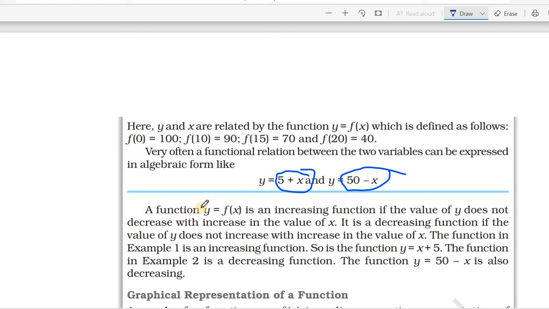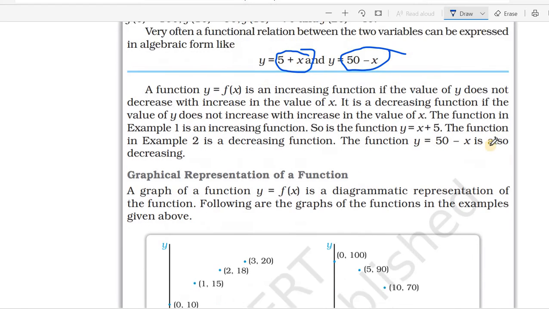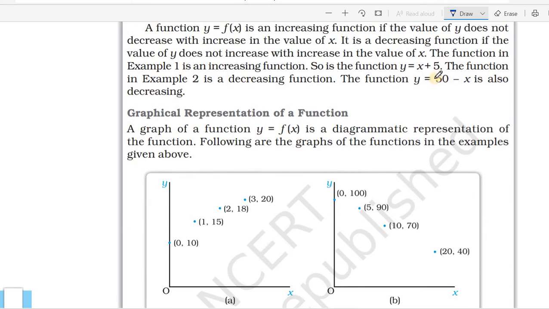Then a function y equal to function of x can be an increasing function, and another one is a decreasing function. When it is a positive relation, the function is an increasing function. Here, 5 plus x is a positive relation, so we can call it an increasing function. Here it is 50 minus x, that one is a decreasing function, meaning it has a negative slope. Because of the minus in 50 minus x, it shows decreasing.